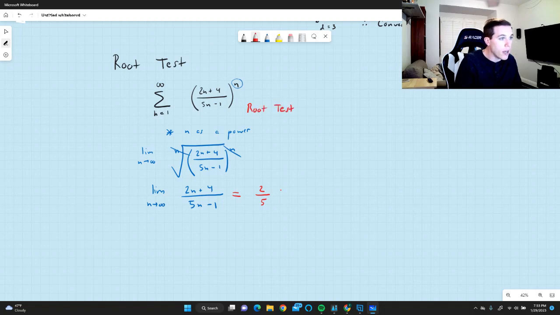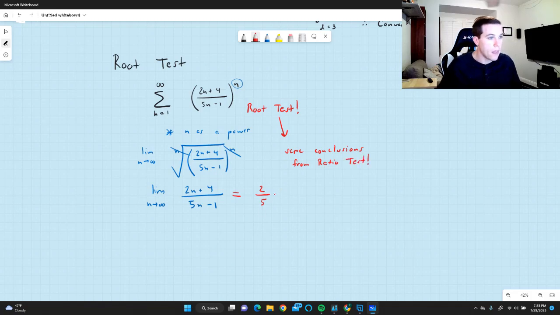So when you're doing the root test, what do you do with this value? You use the same conclusions as you did when you did the ratio test. So what is the conclusion? This was less than 1. Therefore, the original series converged. Which should make sense. If you thought about this geometrically, the ratio is always approaching a value of 2/5. So you can almost think of it as like it's a geometric with r equal to 2/5. So of course it converges.